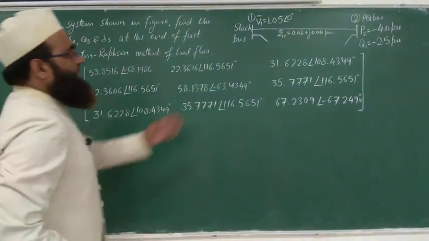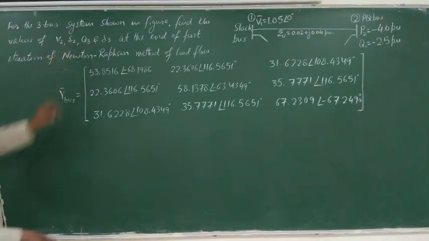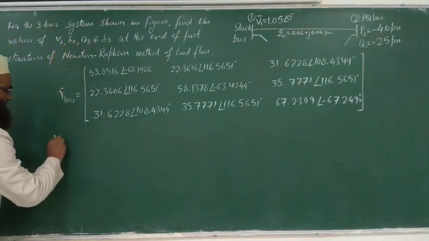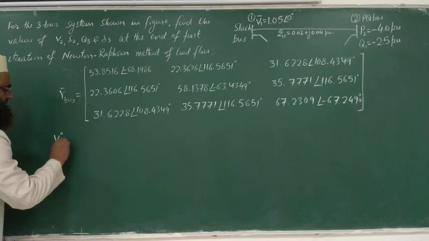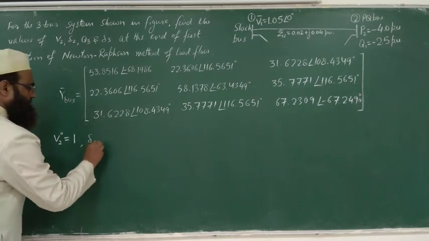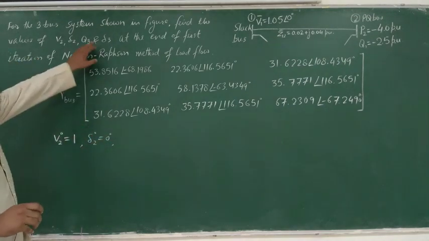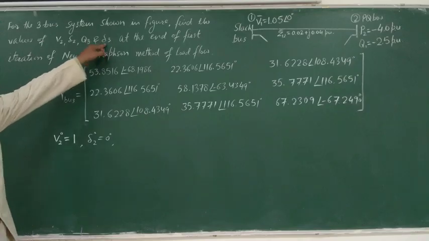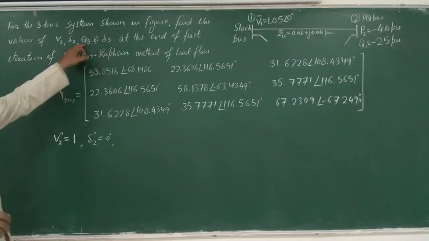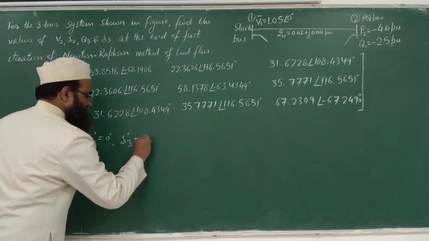So at bus number 2, variables are V2 and delta 2. So we need to assume the initial values of V2. Let us take 1 per unit and delta 2 as 0 degree. We also need to assume the value of delta 3, not Q3, right? So delta 3 again 0 degree.